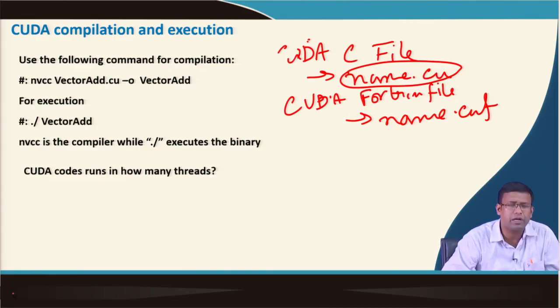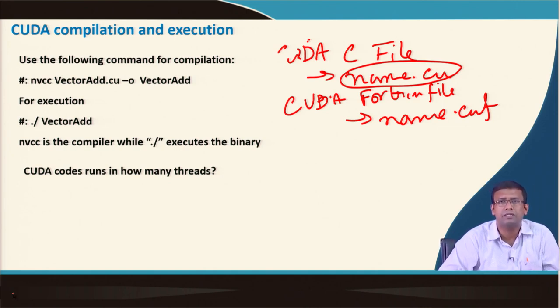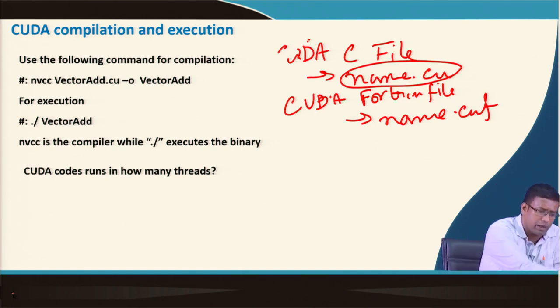Now, the question is, CUDA runs in how many threads? Well, we cannot specify the number of threads by an environment variable. If we remember, in OpenMP we can set and specify the default number of threads, but in CUDA we cannot do that outside the program.